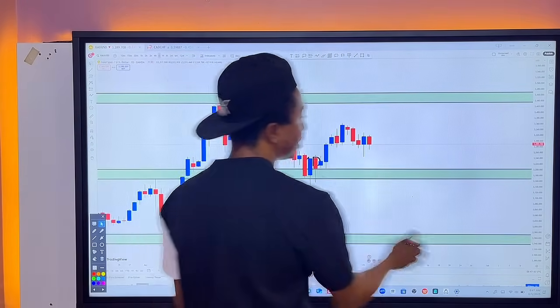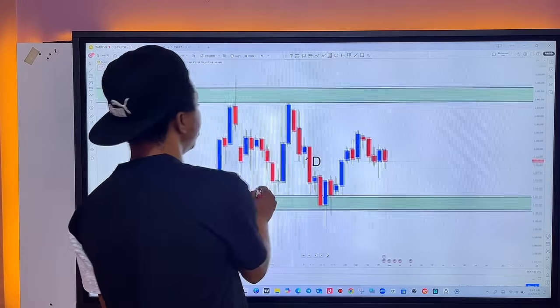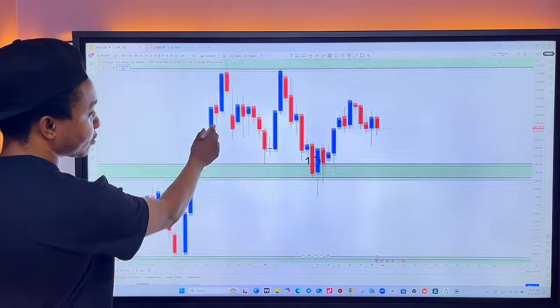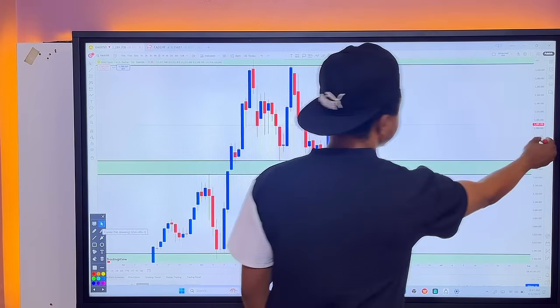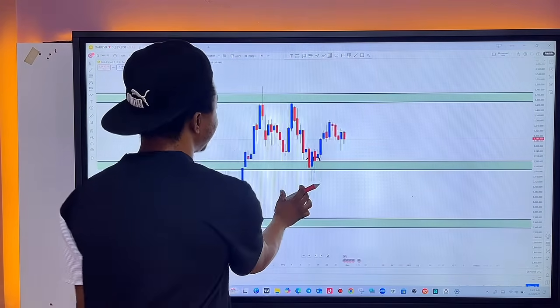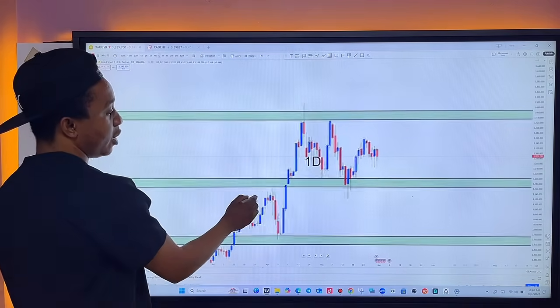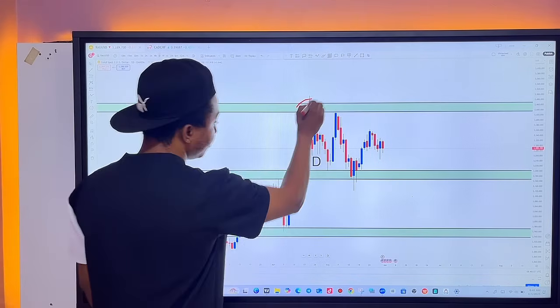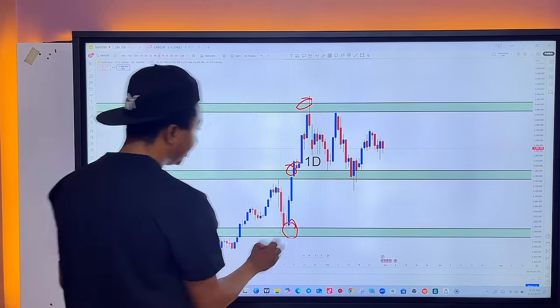So this is the daily time frame of gold. Now, gold on the daily time frame, let's put meaning into the gold charts. So what is happening on gold? On the daily time frame, we have the upper zone, the mid-range zone, and then the lower zone.